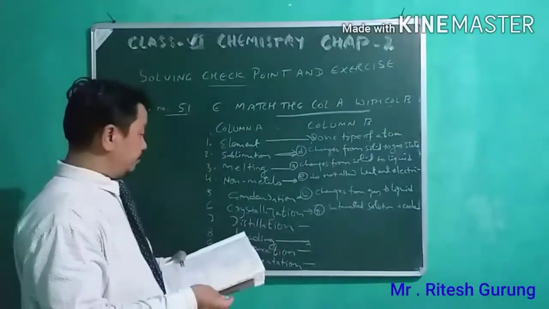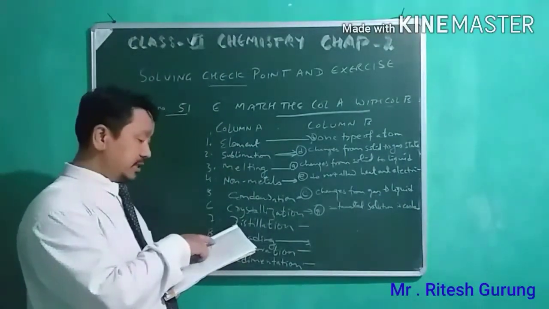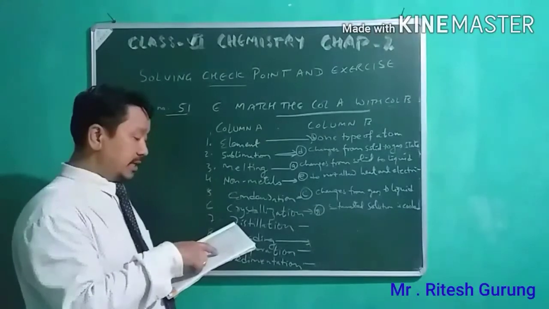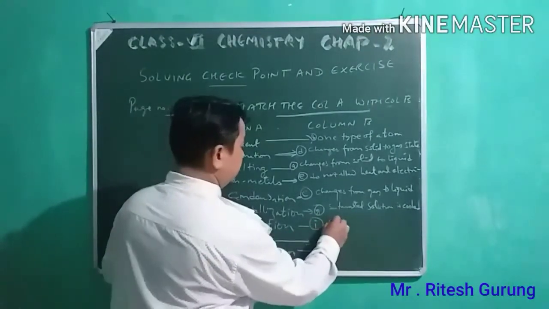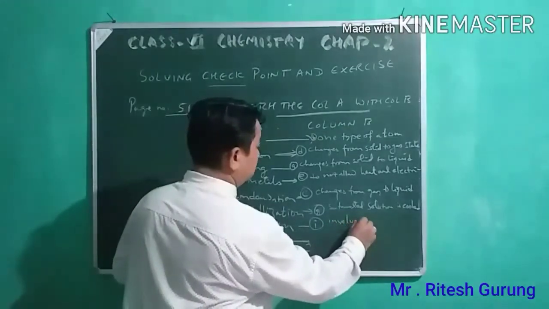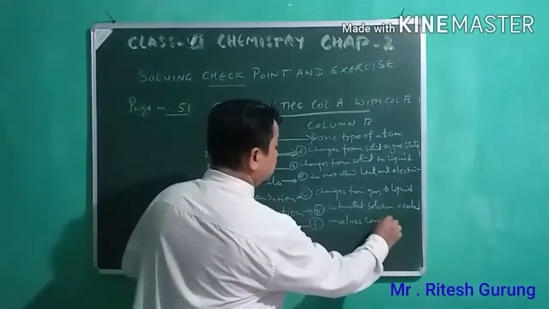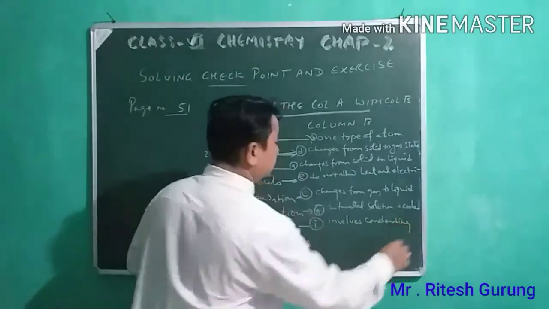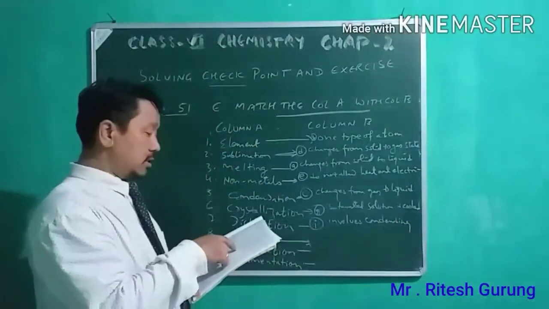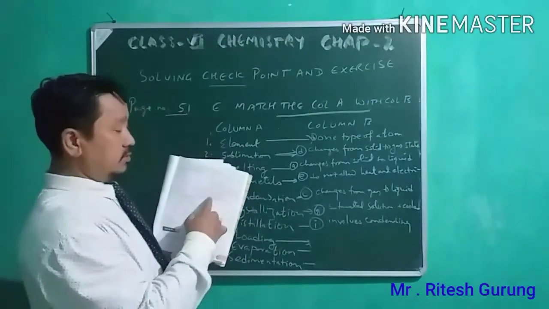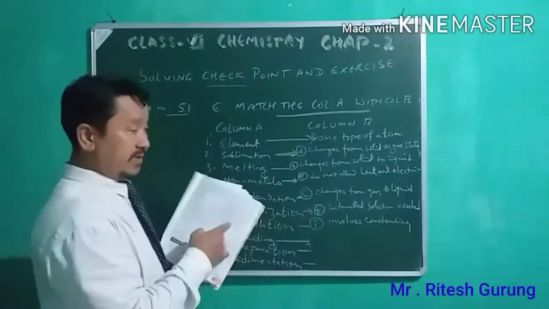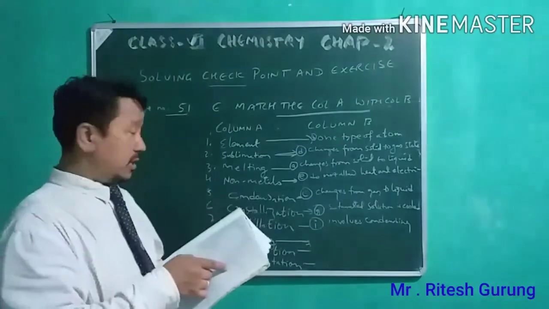Then number 7, we have distillation, involves condensing the vapor, option I. It is there in the book. Involves condensing the vapor. Complete the sentence from the book again.